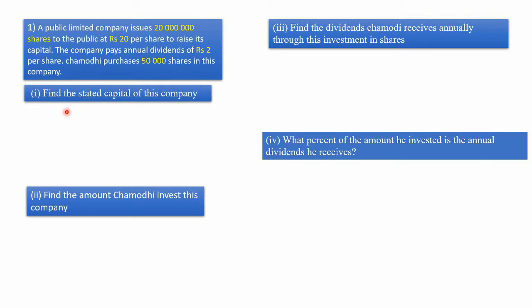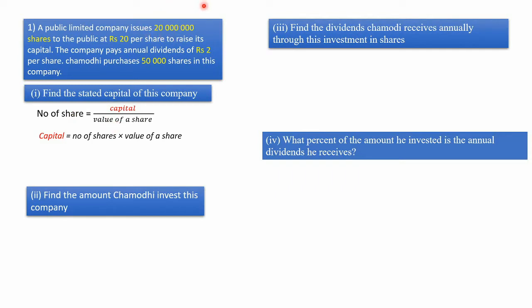Now you can pause the video and try to solve these questions, then check your answers. The first question is to find the stated capital of this company. What is the capital? The company has 20 million shares and the value per share is 20. Here is the formula for finding the number of shares: you divide the capital by the value of a share. You can make capital the subject of this equation. So how do you find the capital? You multiply the number of shares by the value of a share.